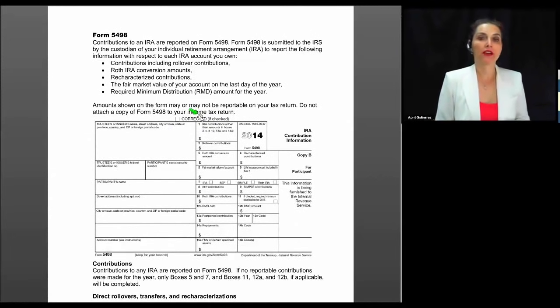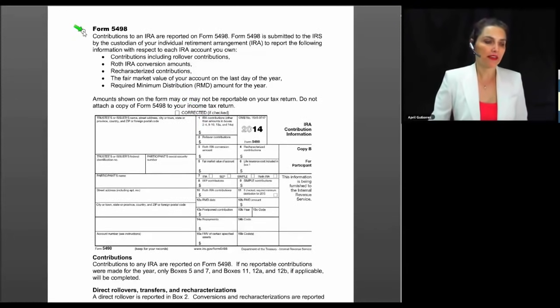But what about making contributions to IRAs? Is there any way to track your contribution, or is there anyone who's tracking the contributions you make to your IRA? And the answer is yes, but it's a fairly recent thing. It's done with a form called 5498. And I can't tell the exact year this form came out, but it wasn't that long ago. It seems like it's been around for about 10 years now.